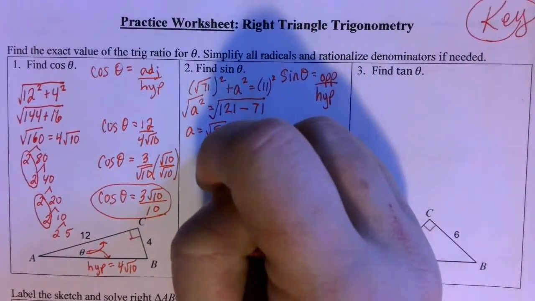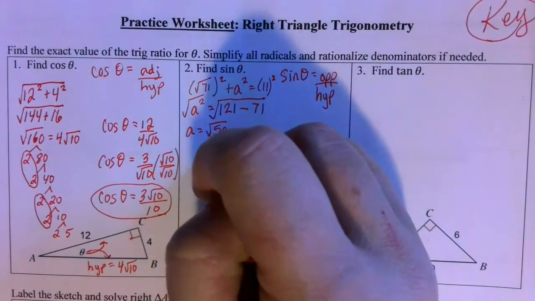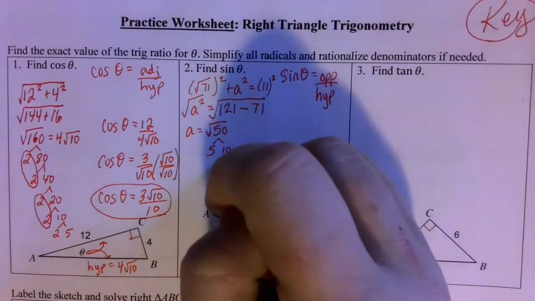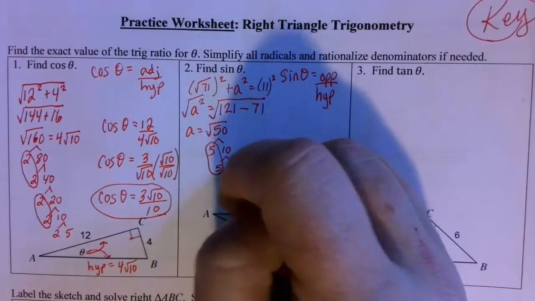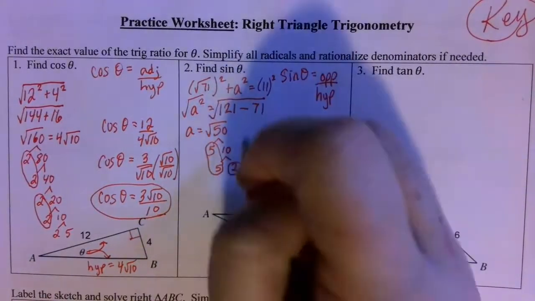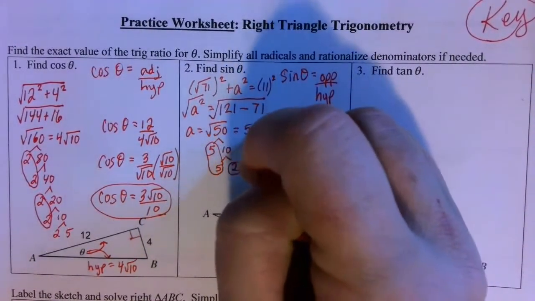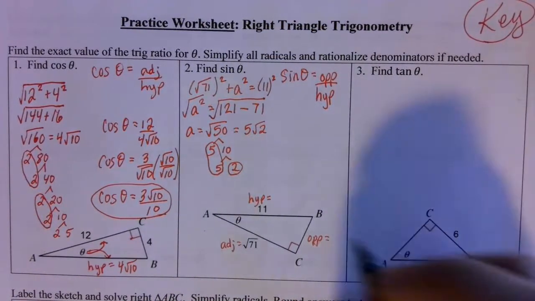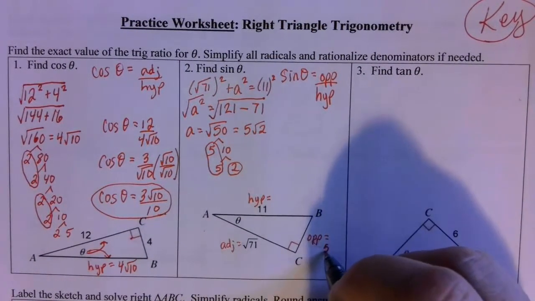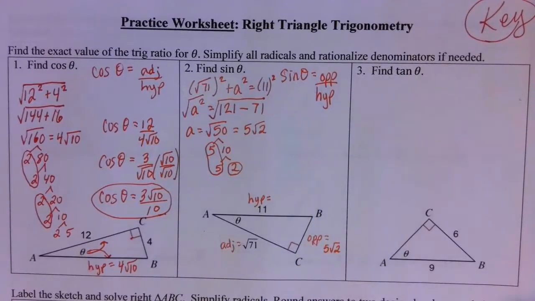And then I can break that down into a 5 times 10. And 10 is 5 times 2, so I have a pair of 5's and a 2, and I can pull out that 5 then, and the 2 stays under the radical. So the length of the opposite side is 5 square root of 2.